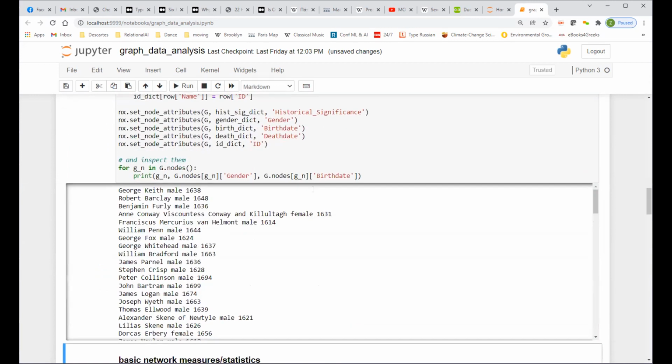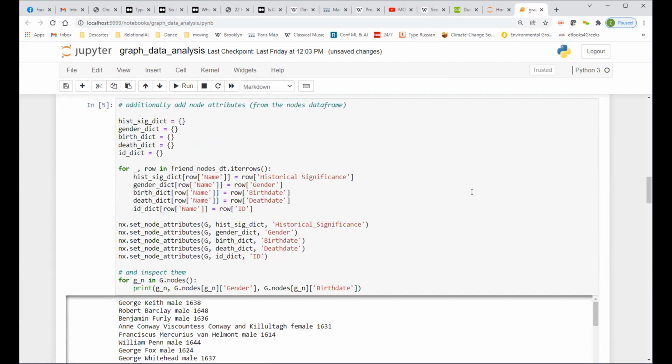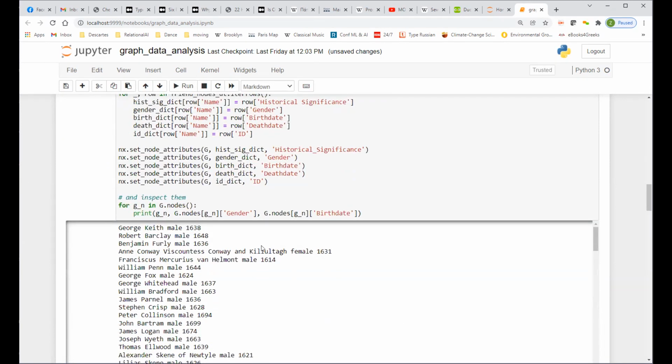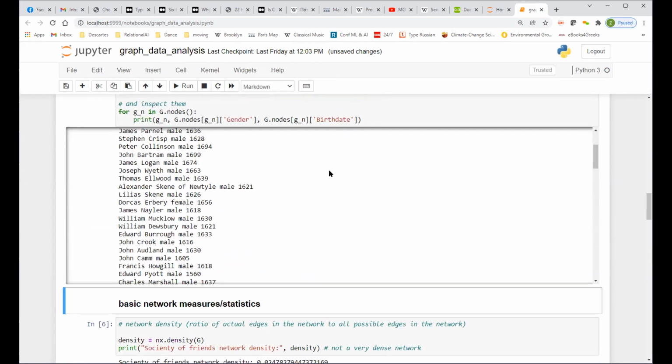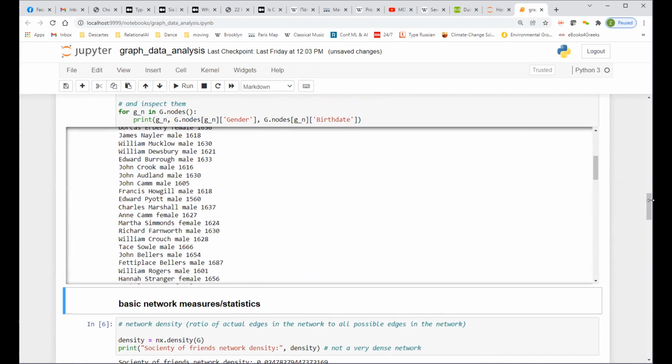So yeah, we can inspect some information about particular nodes. For example, we have a node, a person called George Keith, who is male, and the birth date was 1638. So this is, as I said, exploratory analysis. You get your data, and you try to understand what the contents of this graph are.